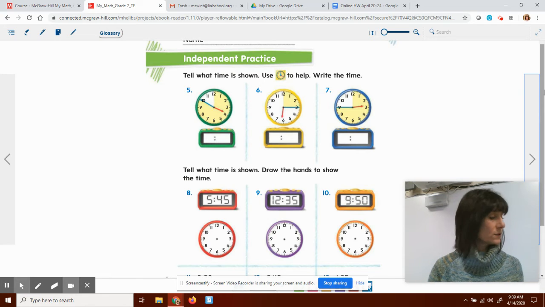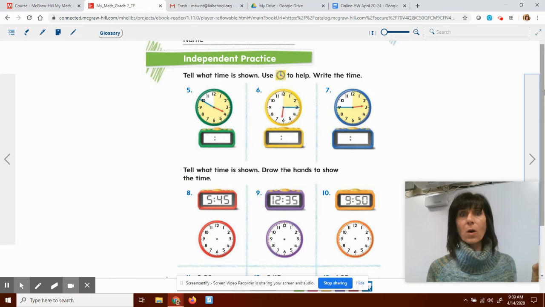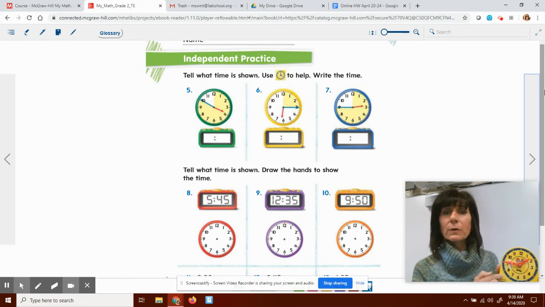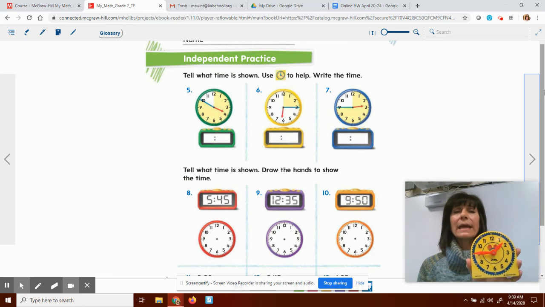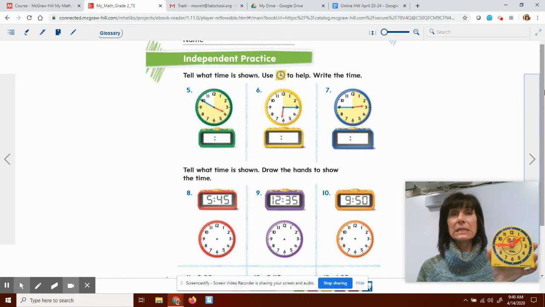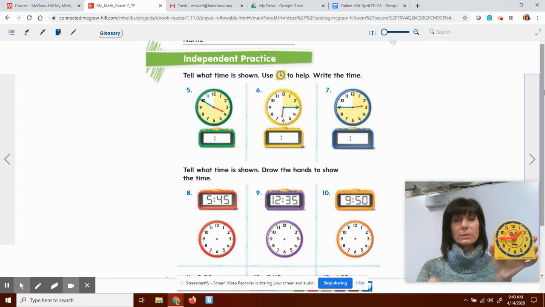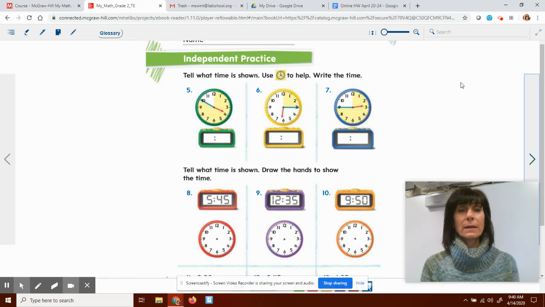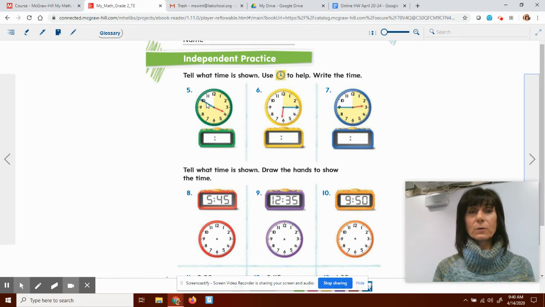If you need to, get a paper plate, or create a circle on a scrap sheet of paper and write your numbers 1 through 12. You can then identify it yourself if you need that extra help, or use the clock that they're giving you. I'll do the first one here with you.